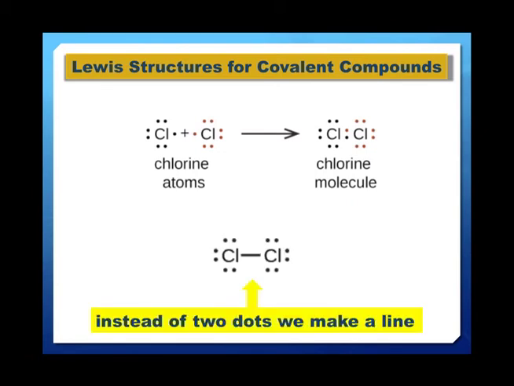In Lewis dot structures, covalent bonds will be represented by a line. Remember that any line in a Lewis dot structure contains 2 electrons. And we can also have lone pairs, which are pairs of electrons that are not participating in any bonds. Each chlorine atom has 3 lone pairs here.